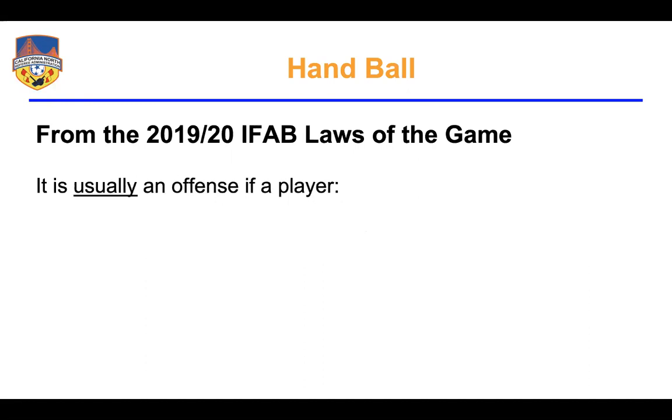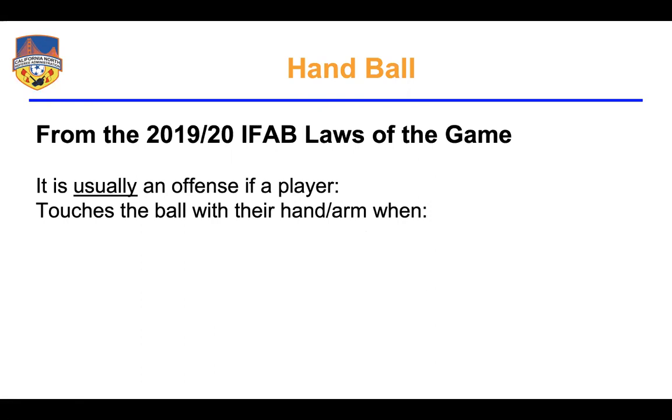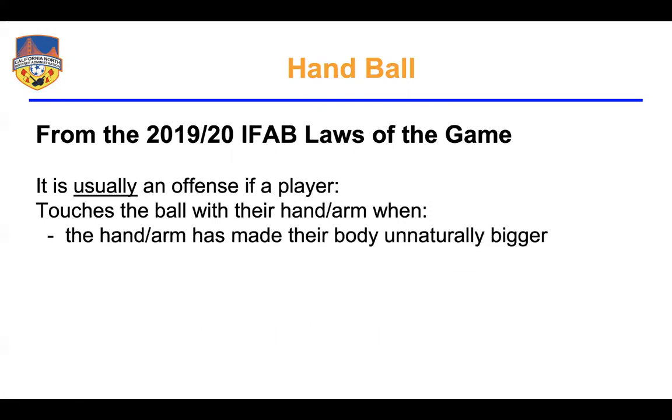So it is usually offense if a player touches the ball with their hand or their arm when the hand or the arm has made their body unnaturally bigger. Now that's some sort of guiding terminology that we've been using for a number of years now that has been codified into the laws of the game. So if the hand or the arm has made their body unnaturally bigger, we usually are going to have a handball there. Now, how to interpret unnaturally bigger really is the crux of this sentence.